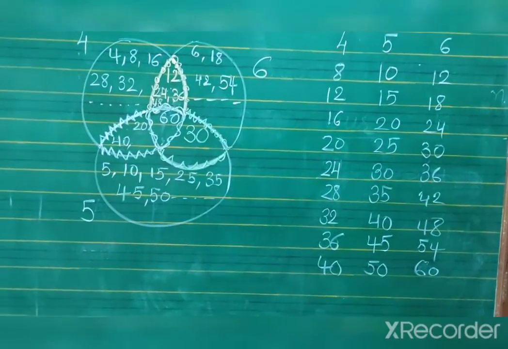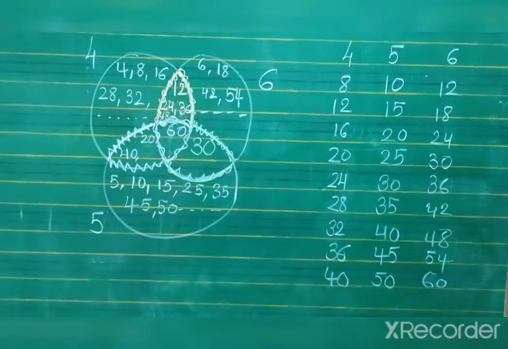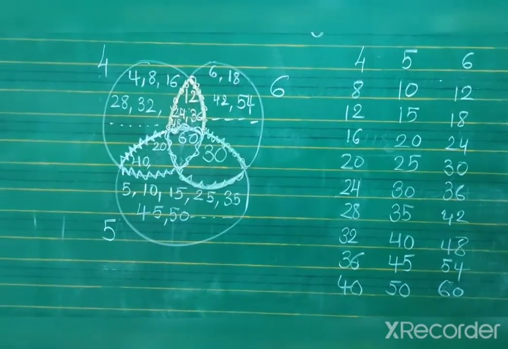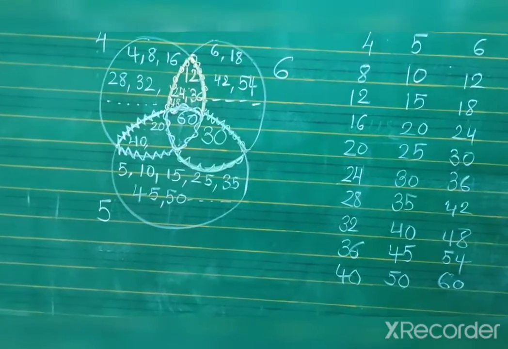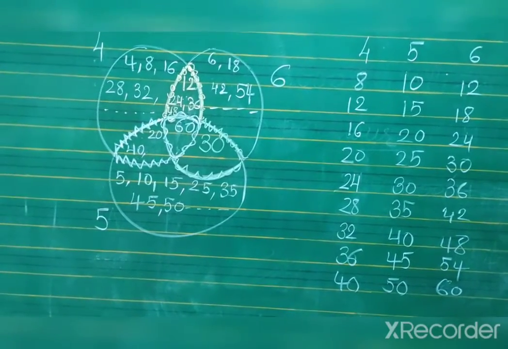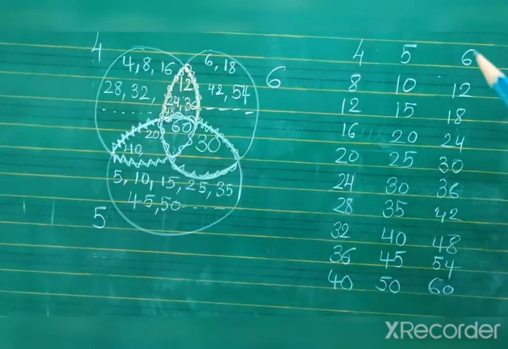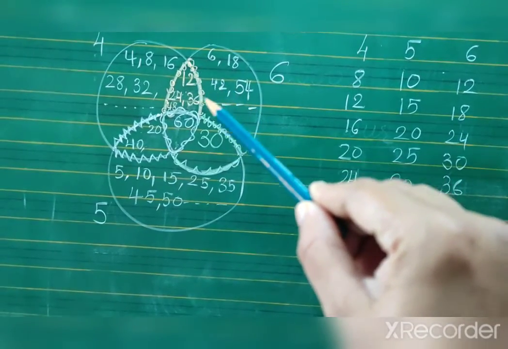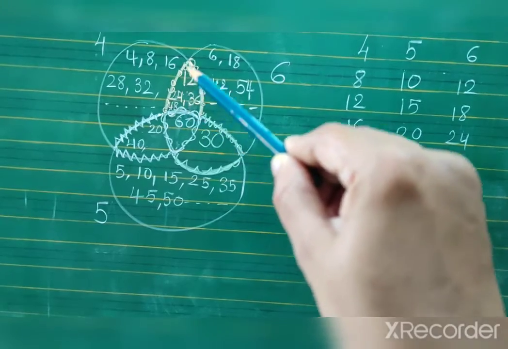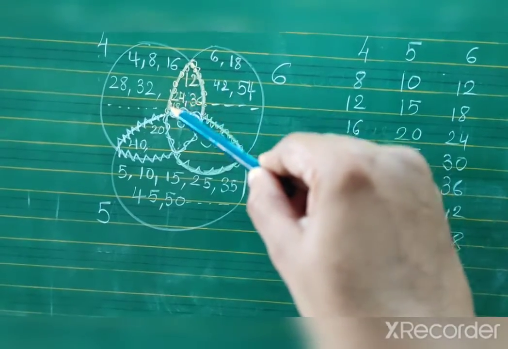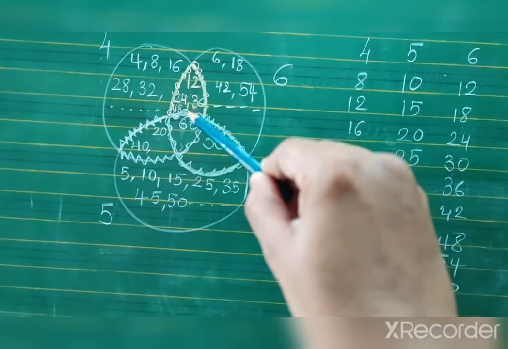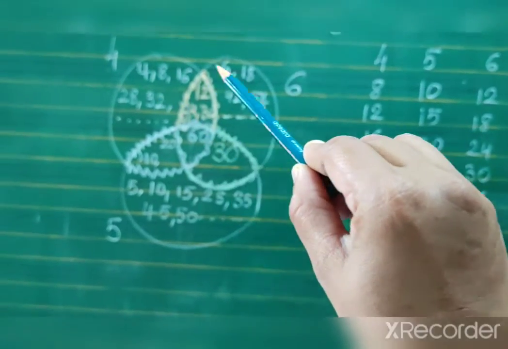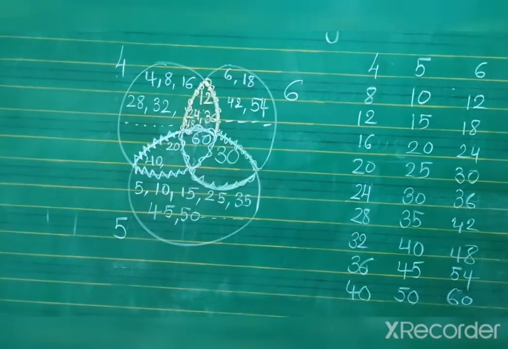Now see here the common multiples. First we will find them for 4 and 6. 4 ones are 4 here. This is the orange part, the beads you can see, the light orange, skin-colored part. There I have written the multiples of 4 and 6.